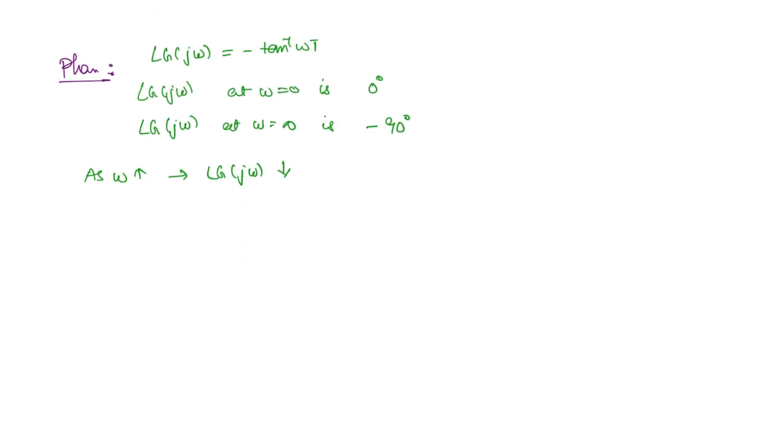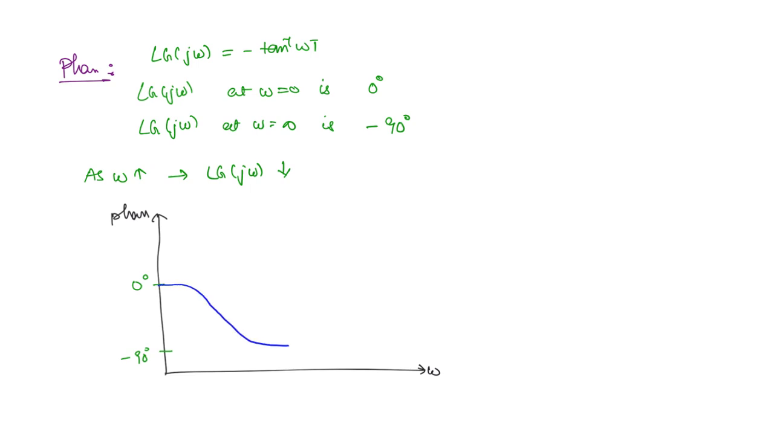So you can draw the phase plot. This is the frequency axis, this is the phase. Now if this is 0 degrees, let us say this is minus 90 degrees, it is going to start like this, it is going to reduce as frequency increases, and then it is going to settle down at minus 90 degrees.